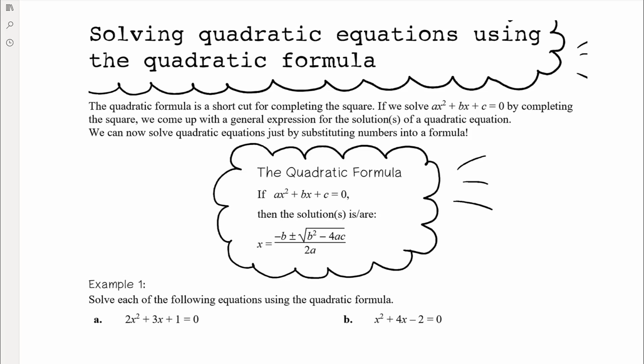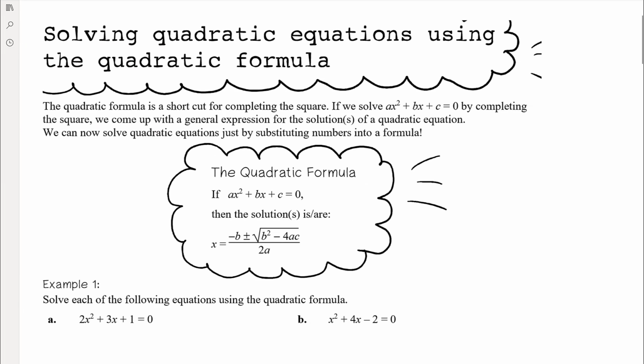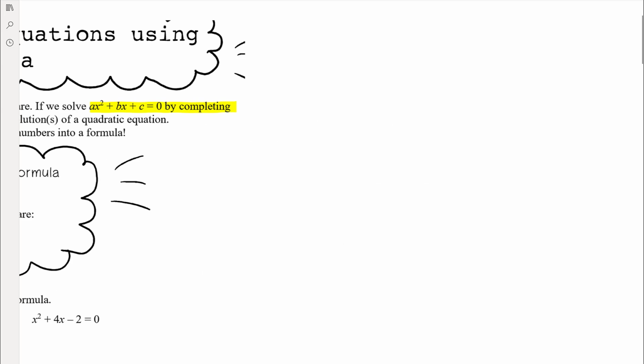So I'm going to, off to the side here, show you where this formula comes from. You don't need to be able to replicate this, but I think you should be able to follow the algebra of this. So as I said, if we solve ax squared plus bx plus c equals 0 by completing the square, we get our quadratic formula. So let's have a look at how to do that. I'll just scroll over to the side here.